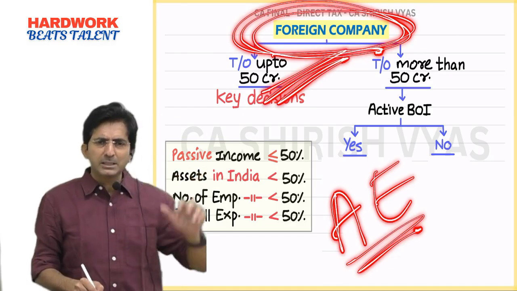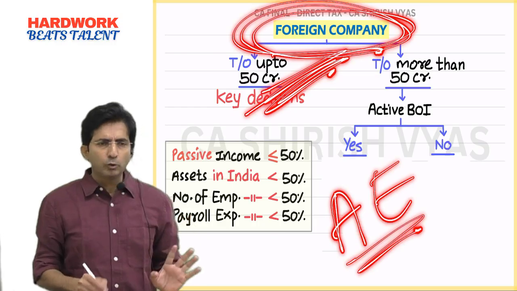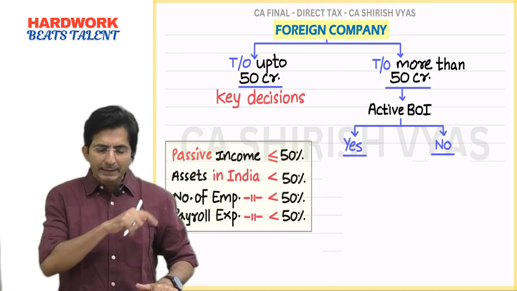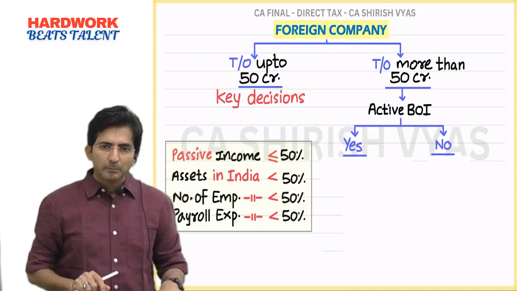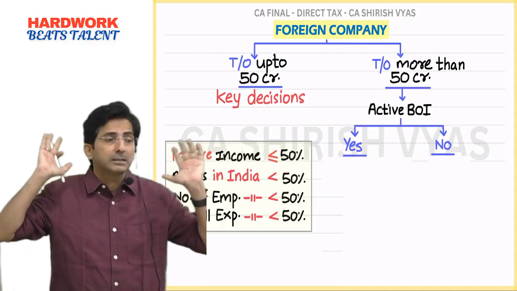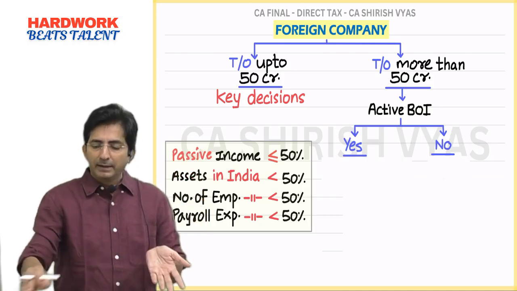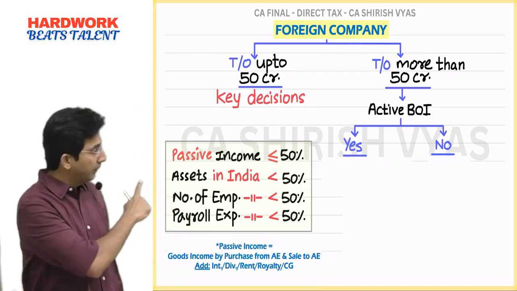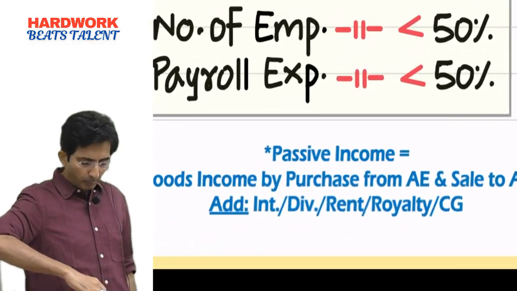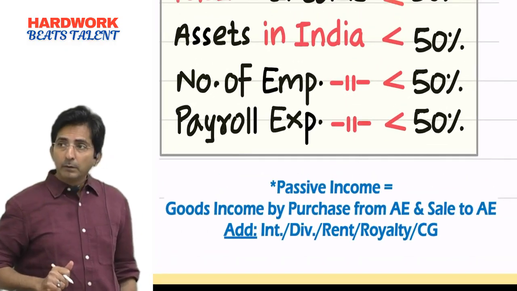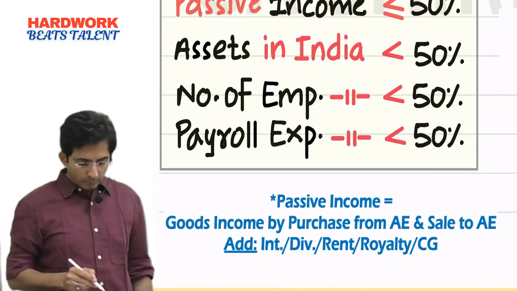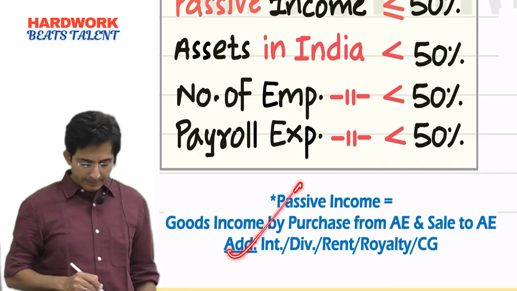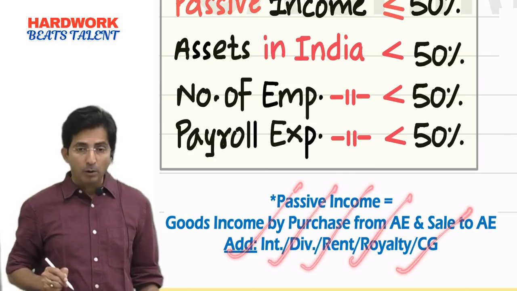Sometimes there is a big multinational group, and what is the role of this foreign company? To buy from an associated enterprise and sell to an associated enterprise. Then dealing in goods also becomes passive, because you don't have to deal with genuine customers and suppliers. Your suppliers are AEs and your customers are also AEs. So it becomes passive income. So see what is the definition given by the law. Read this, this is important. What is passive income? Read. Goods income by purchase from AE and sale to AE, plus interest, dividend, rent, royalty, capital gain. These are all passive income.